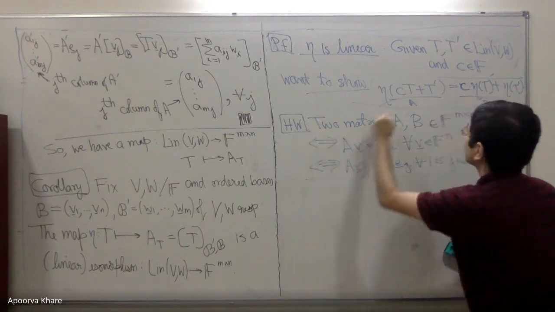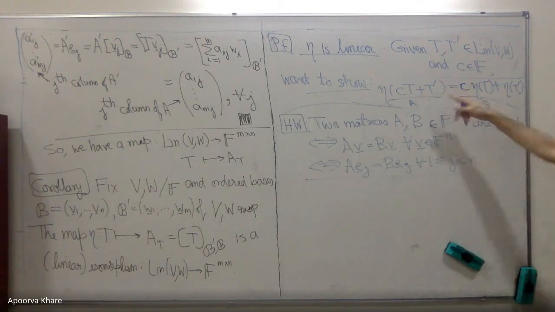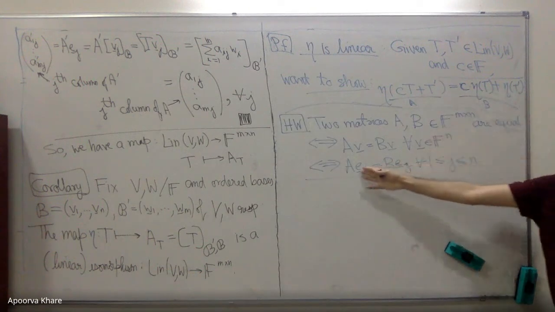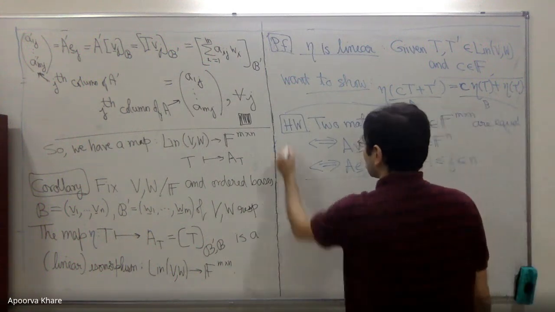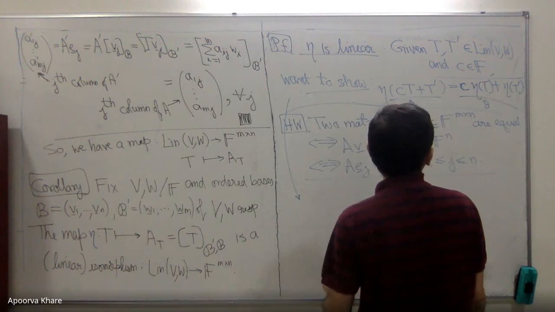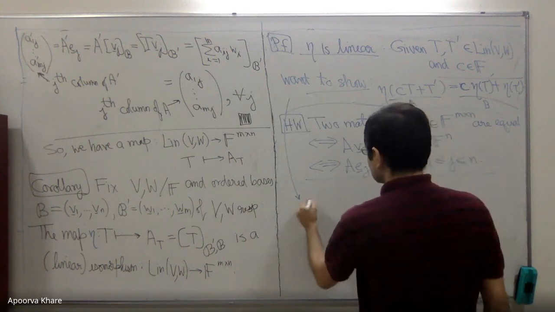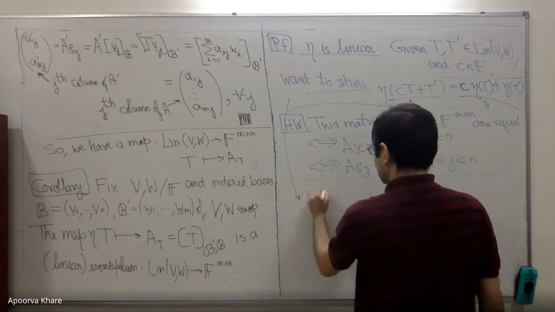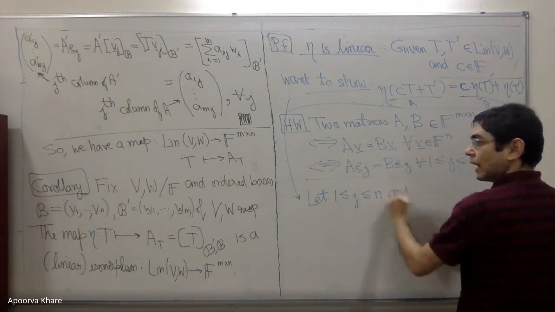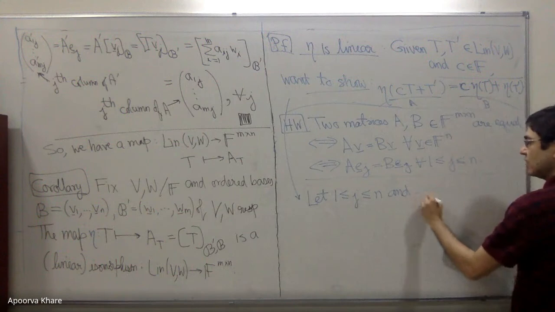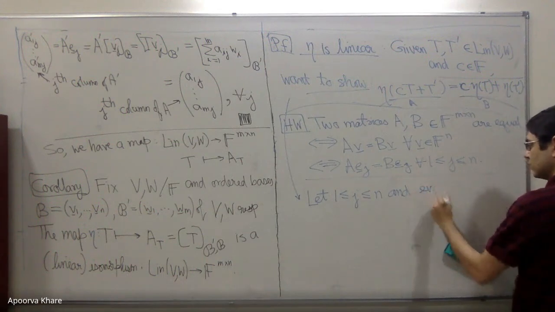Now, given this homework problem, I want to show these two matrices are equal, so I can just multiply by e_j and check that they are both equal, right? So applying this here, we want to show this. So let's just fix 1 less than or equal to j less than or equal to n, where n is the dimension of V, and compute or evaluate.